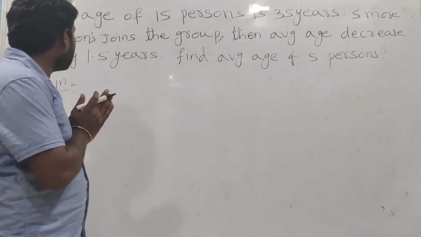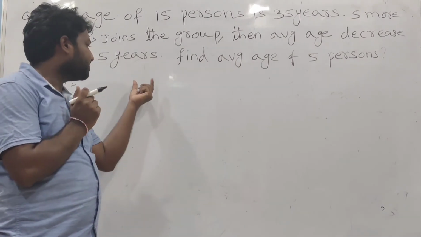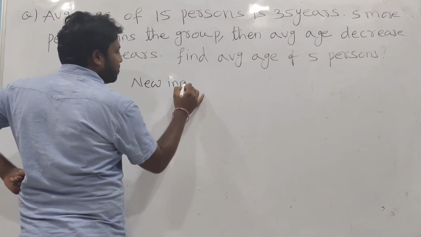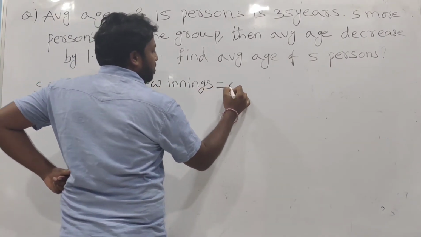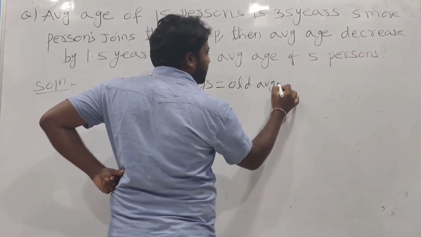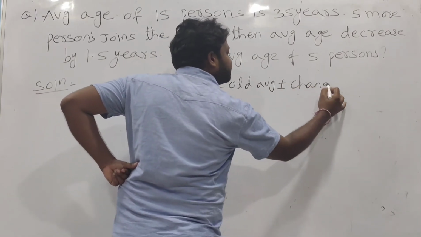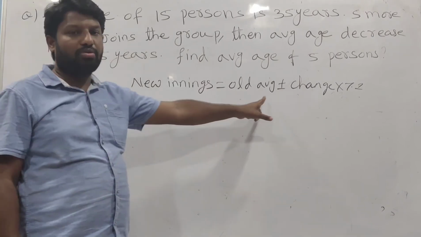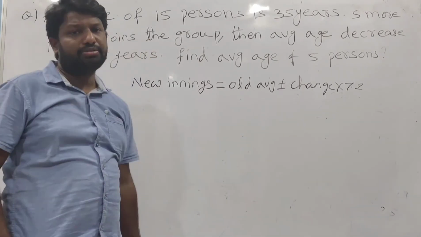I told you only one formula. What formula is that? New innings is equal to old average plus or minus change into total innings. Okay. New innings is equal to old average plus or minus change into total innings.